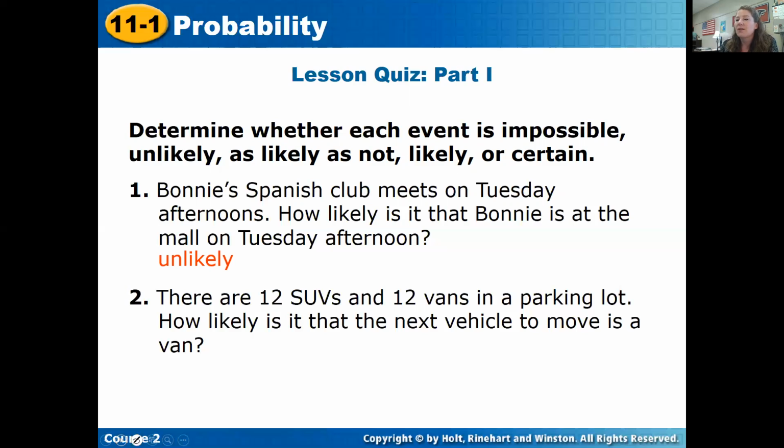What about this one: there are 12 SUVs and 12 vans in a parking lot. How likely is it that the next vehicle to move is a van? Well, we've got a 50% chance, right? So it's as likely as not.